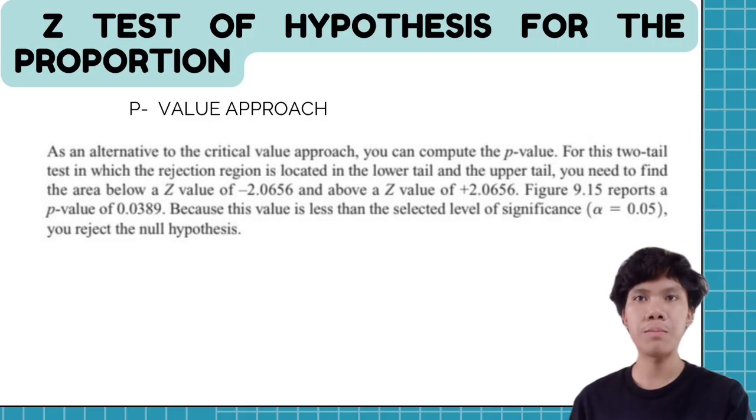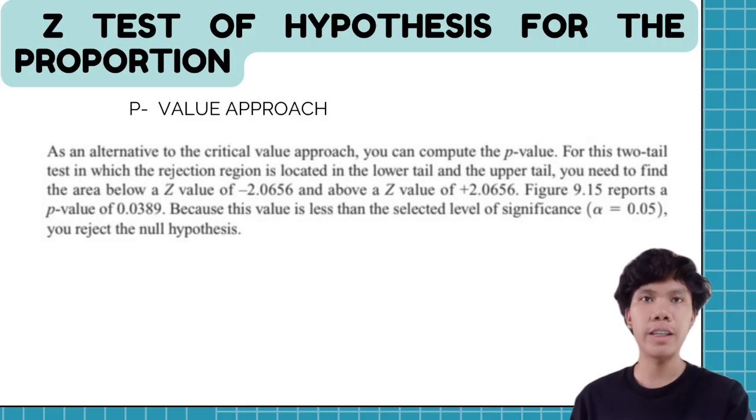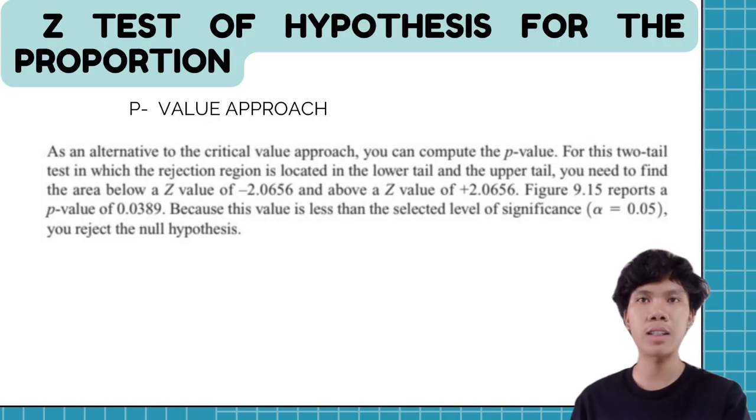So what does this mean? We will then compare this p-value to our significance level, which is 0.05. Since our p-value of 0.0389 is less than 0.05, we can say that this result is statistically significant, so we will reject the null hypothesis again.